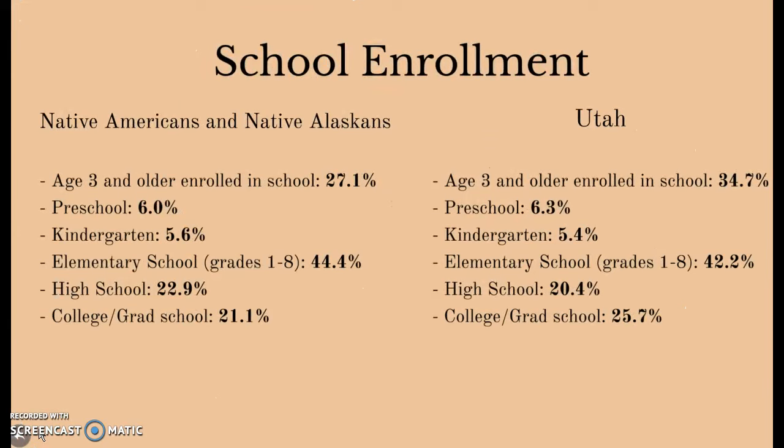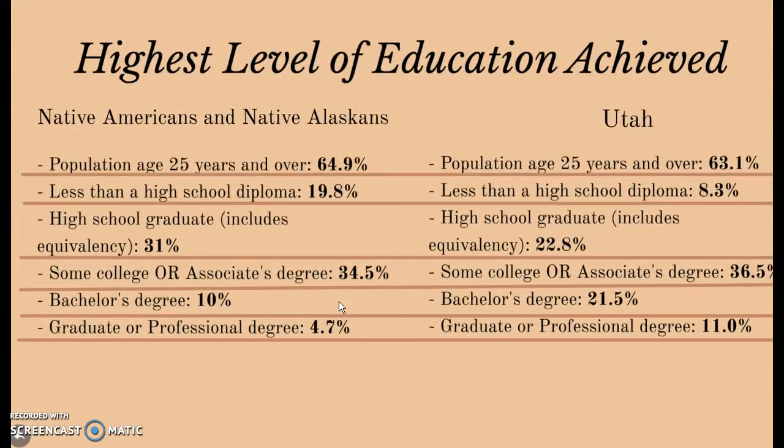The percentage of people above the age of 3 that are enrolled in school differs slightly. Other than that, the percentages seem quite similar. In educational achievement, we see a bit more of a disparity between the two populations. In the categories labeled less than high school diploma, and also in bachelor's degree and graduate or professional degree is where we see the largest disparity.